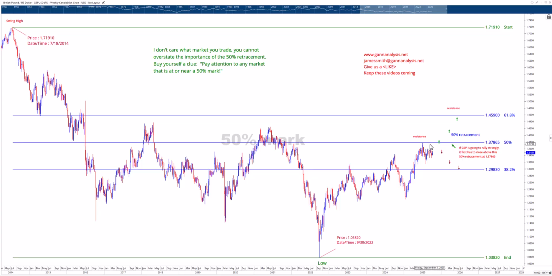I don't care if you're trading commodities, stocks, forex, crypto, bonds, it doesn't matter. The 50% retracement is going to work on all of those markets, and you definitely want to pay attention. If you're not, you're missing out.